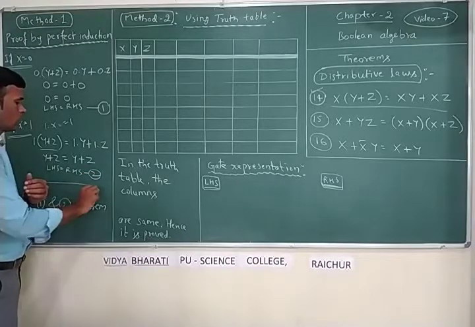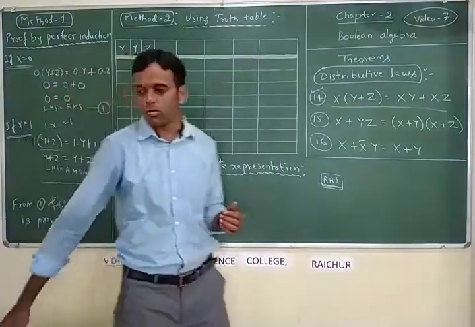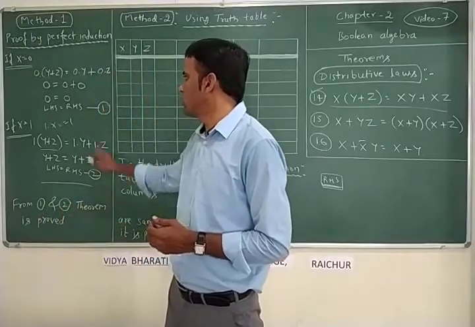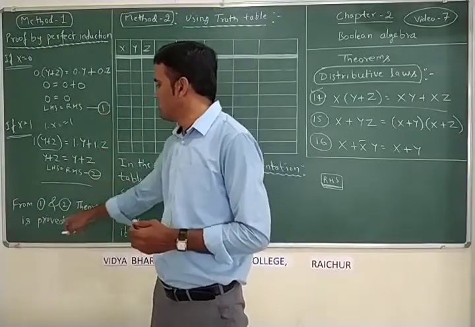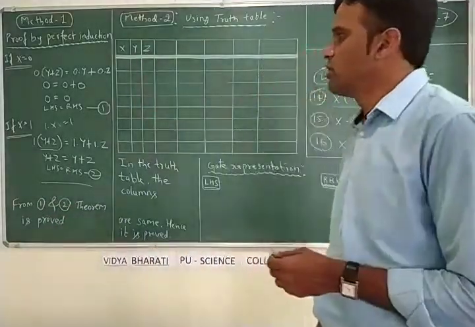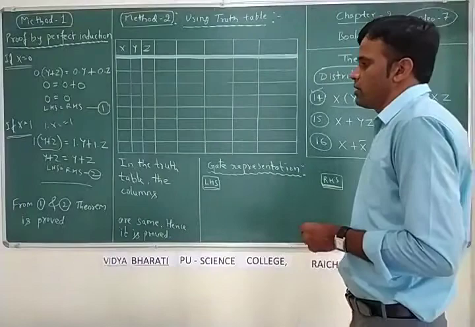That will be 2. So conclusion. So what you can write from 1 and 2. Okay. So from 1 and 2, the theorem is proved. This is about the proof by perfect induction method.